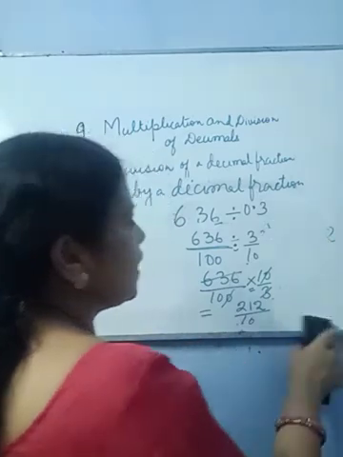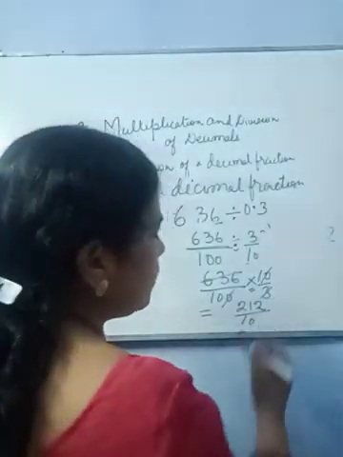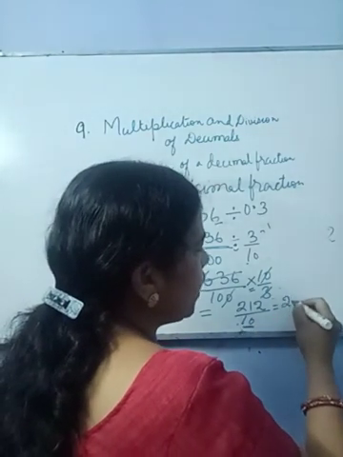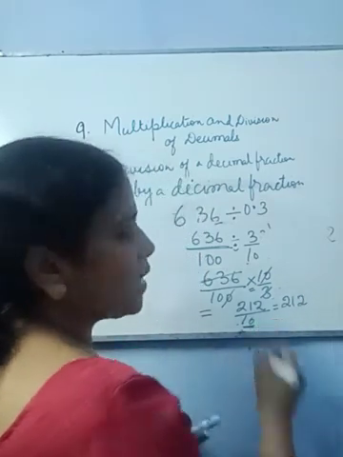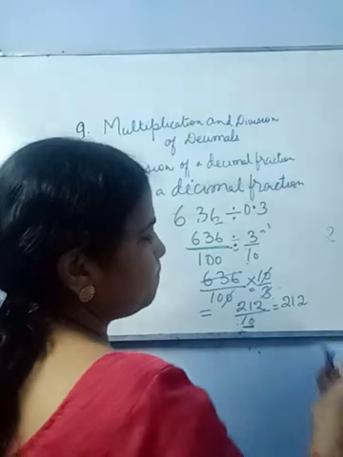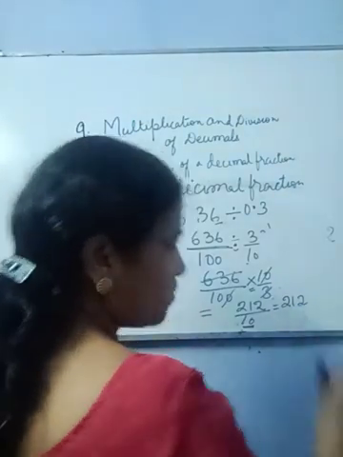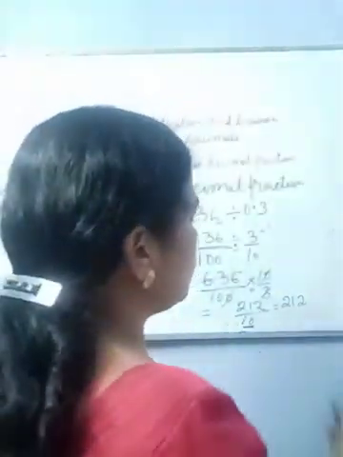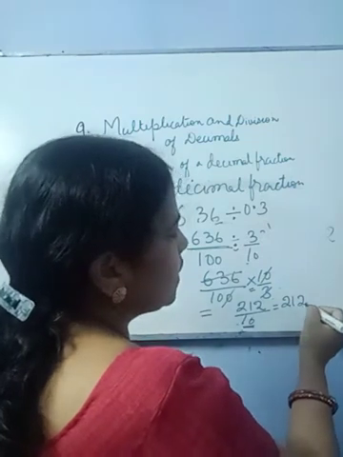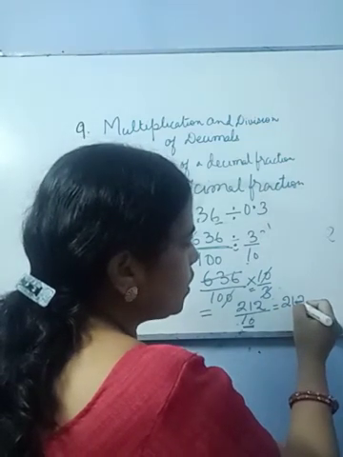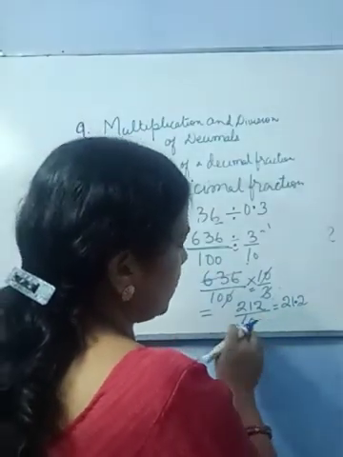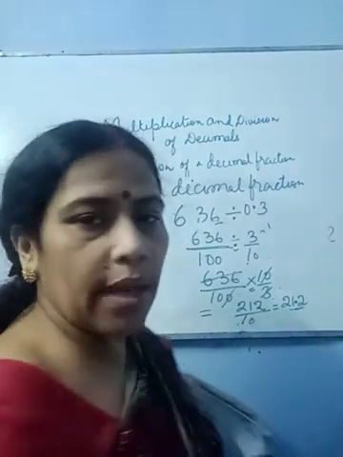We have to convert it into decimal. For that, what are we going to do? When we have to convert this into decimal, we write 212. Now how many zeros are there? Only one zero in the denominator. So when we convert this fraction into decimal, after one place we put the point. Why? Because there is one 0. So after one digit we have put the decimal.